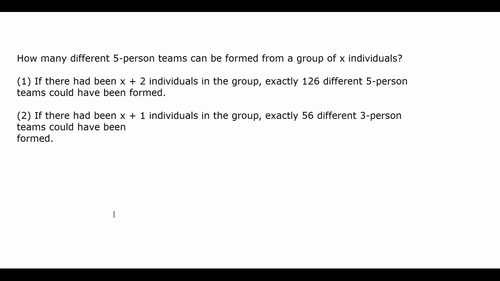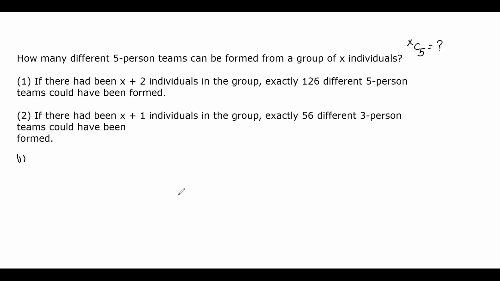Okay. So it says, how many different 5-person teams can be formed from a group of X individuals? So the question is asking you, what is the value of XC5, right? First statement: if there had been X plus 2 individuals in the group, exactly 126 different 5-person teams can be formed. Let's see what that means.